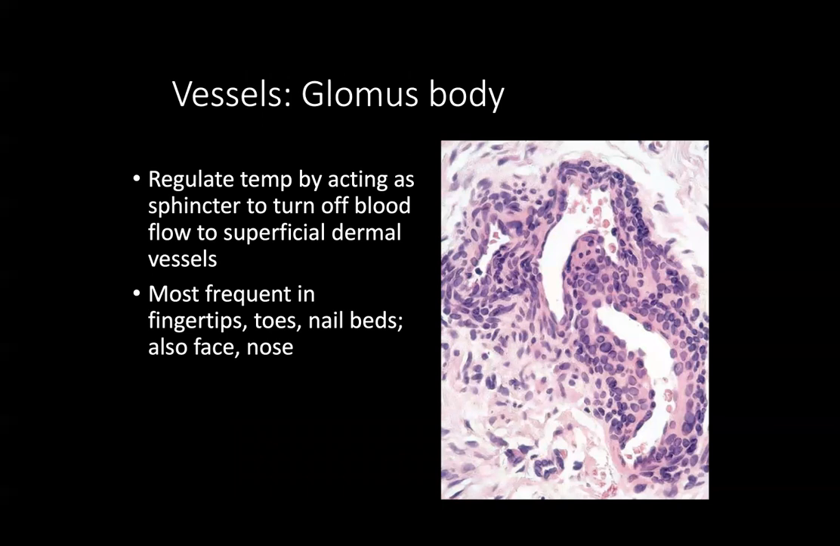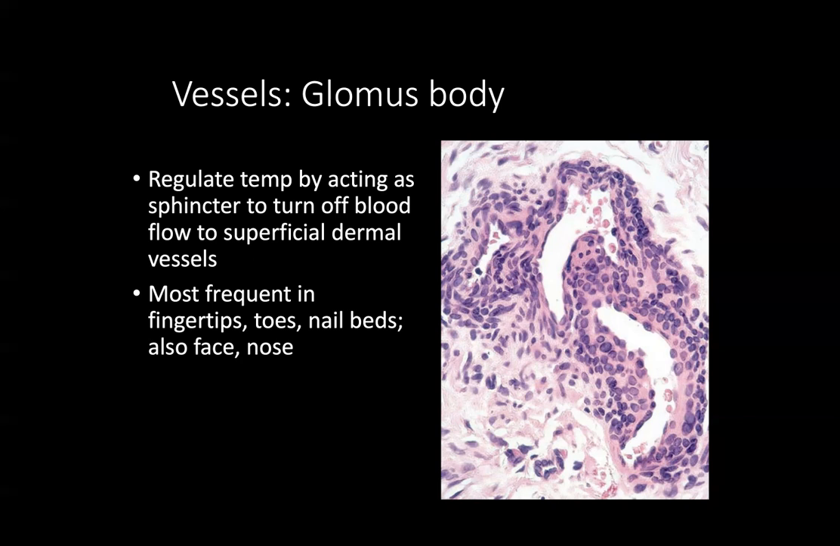Next is a glomus body. So glomus cells are specialized types of cells that are present in areas called the Sucquet-Hoyer canals, and they regulate temperature by acting as essentially a sphincter to turn off the blood flow to superficial dermal vessels. So in aspects of temperature regulation where you need to stay cool, it's going to restrict blood flow to the outer part and try to keep all that warmth inside of the body.